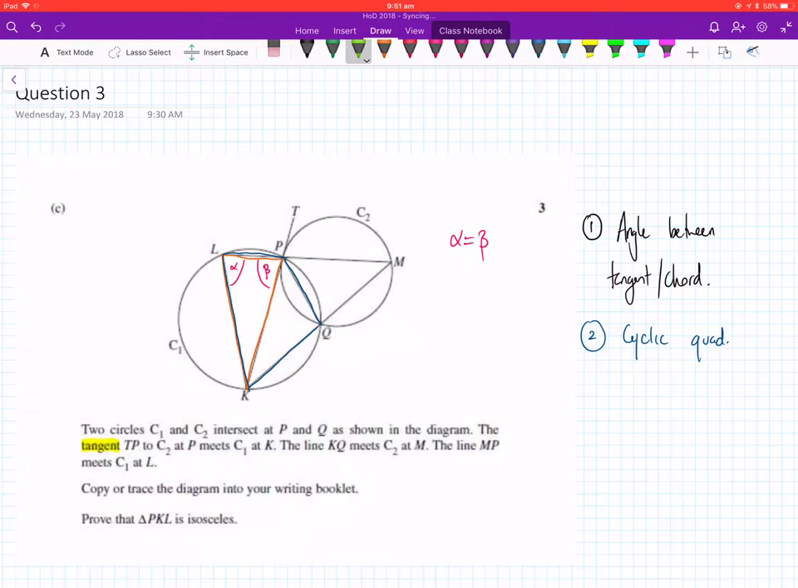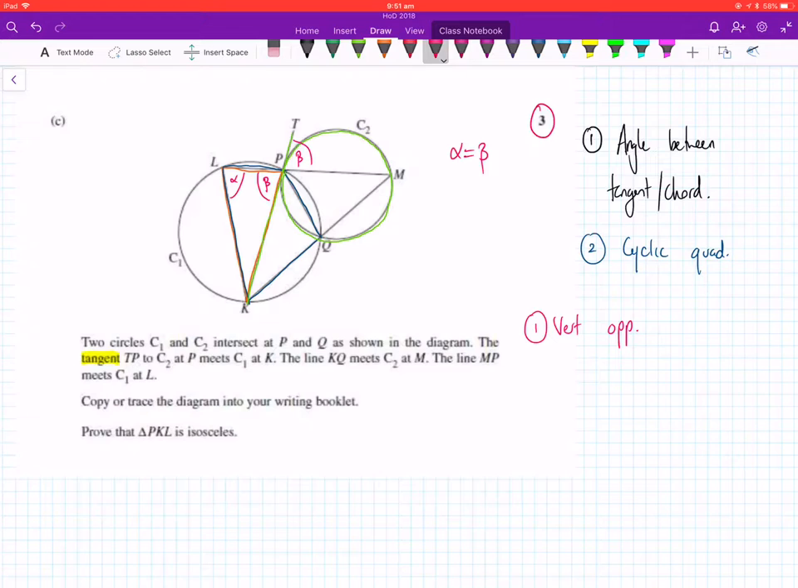We have a tangent, TPK, but that's a tangent to circle C2 only. So we need an angle in C2 in order to use that. So in this particular case, I think starting with beta is probably the best idea. And then our first reason is just going to be vertically opposite angles. Not a circle geometry reason, but could be one of the three that we need, this being a 3-mark question. We'll see how we go.